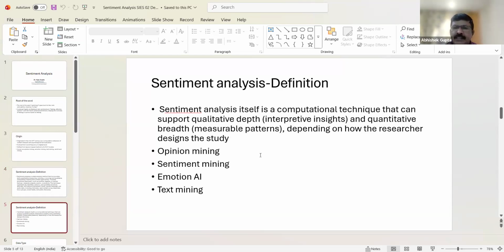As I have already said, sentiment analysis is also known by different names. And this is basically a computational technique. That means we try to analyze occurrences, the frequencies, and how all those sentiments are interrelated. And we try to find out patterns from the data itself.